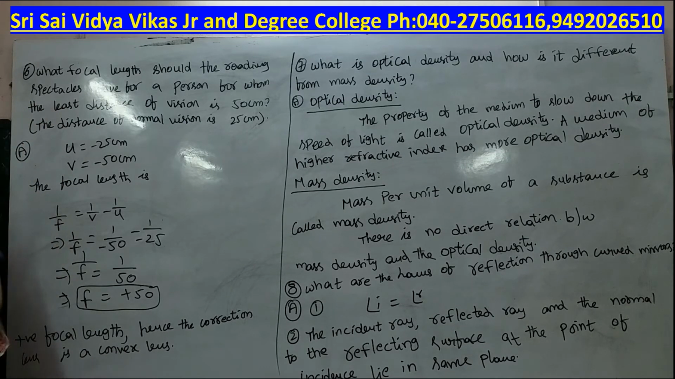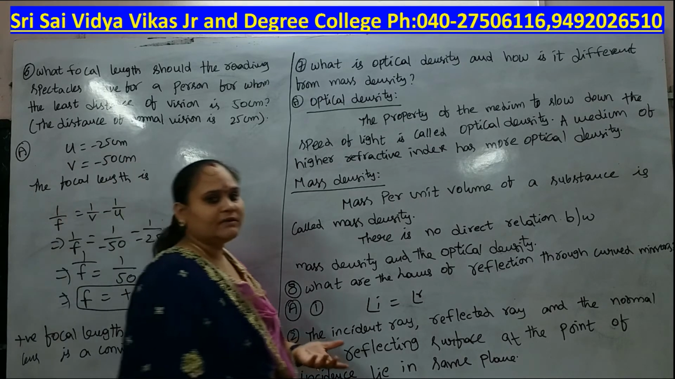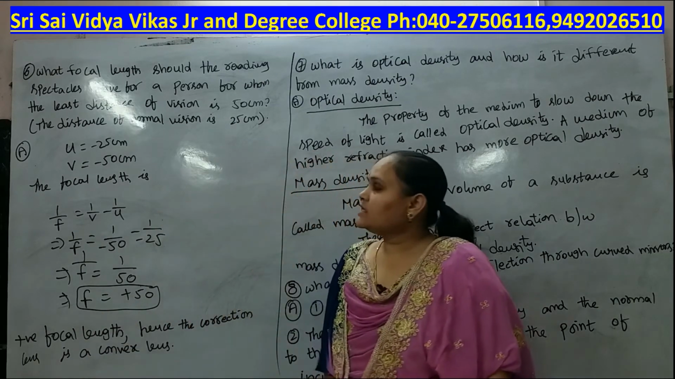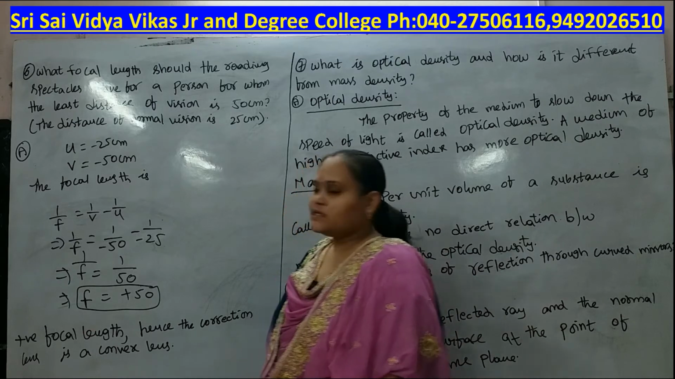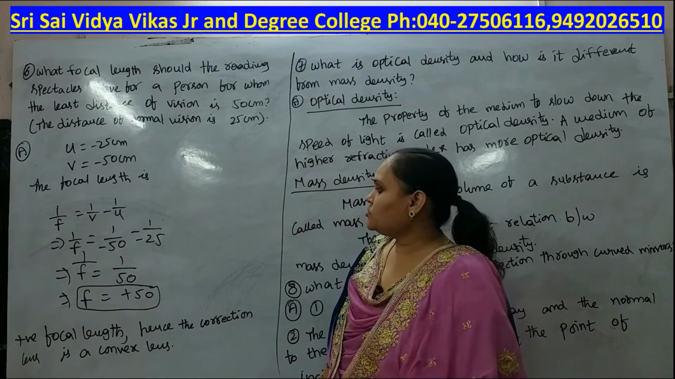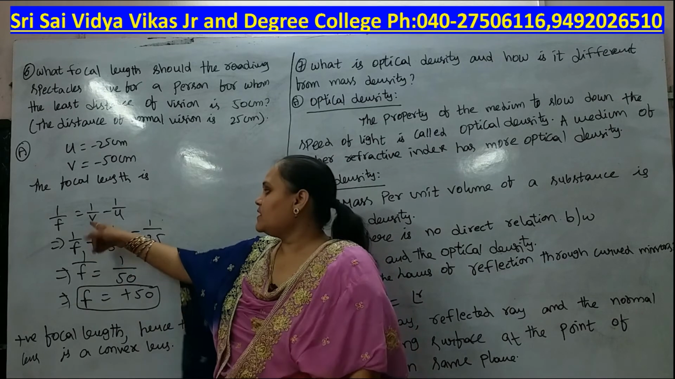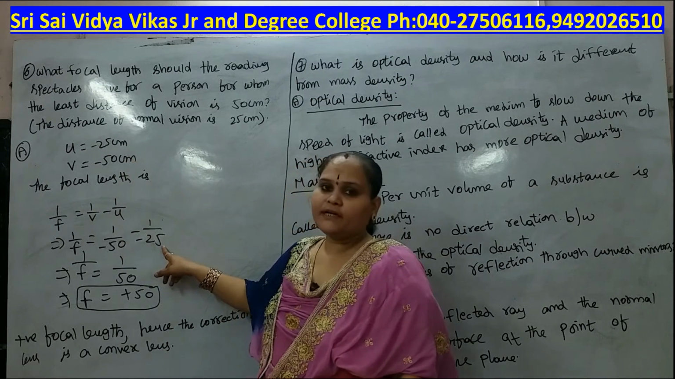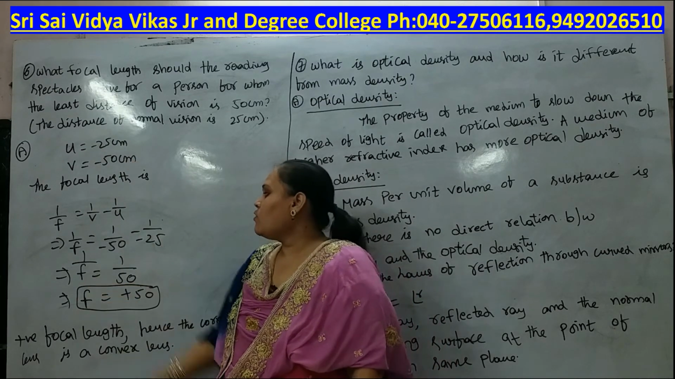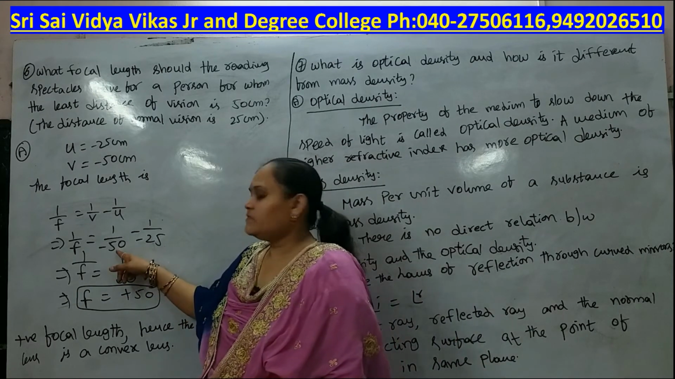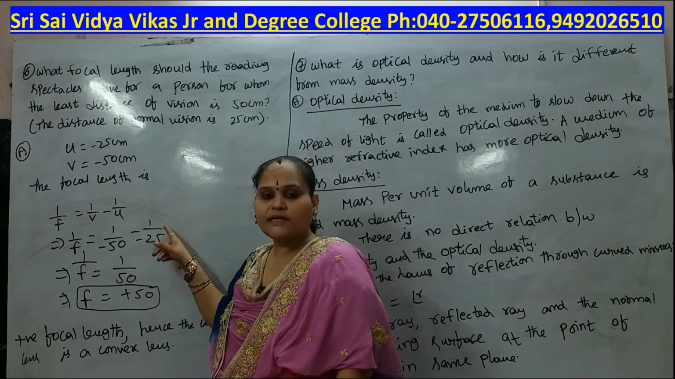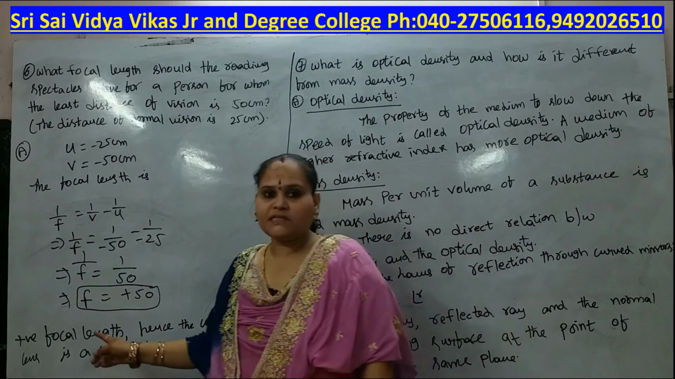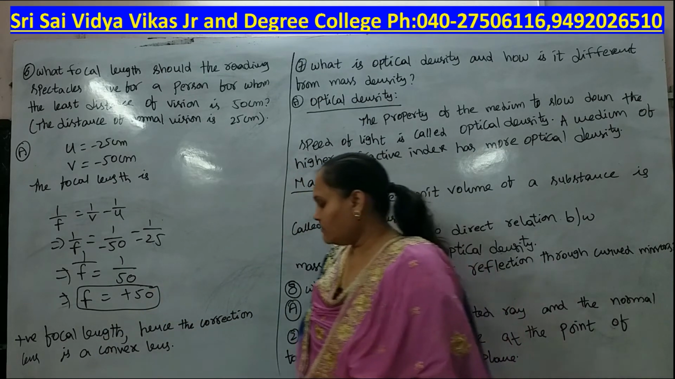Now the focal length can be found using the formula. We know that 1 by F equal to 1 by V minus 1 by U, where V is the least distance of vision and U is the normal distance of vision. So 1 by F equal to minus 1 by 50 minus (minus 1 by 25). 50 is the LCM, so 1 by F equal to minus 1 by 50 plus 2 by 50, that is 1 by 50. That implies F equal to 50, so the focal length is 50.